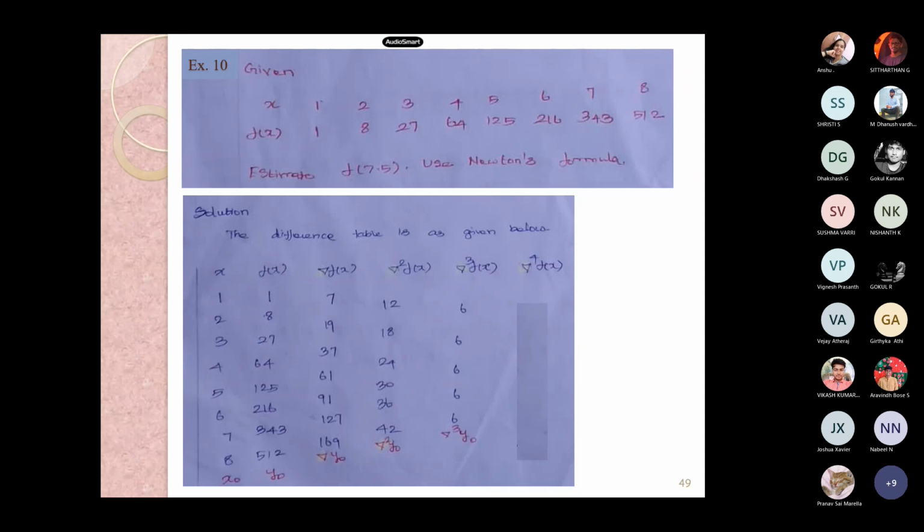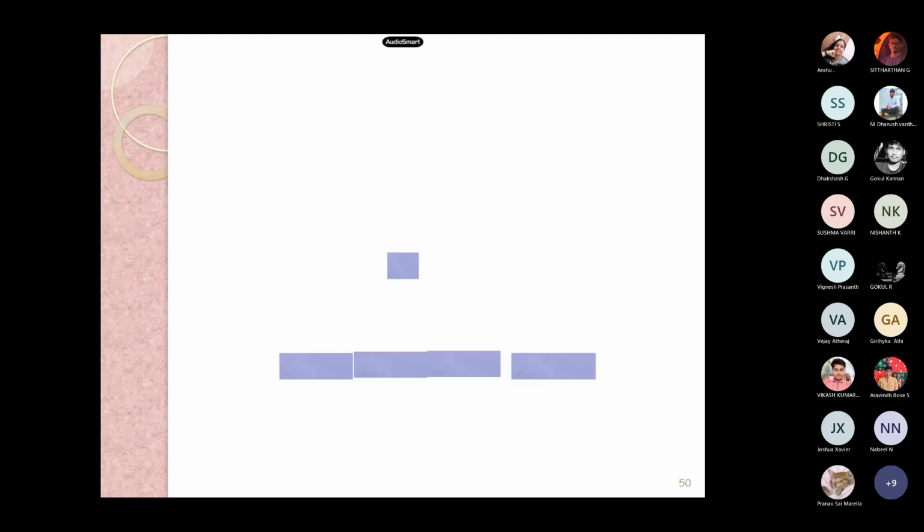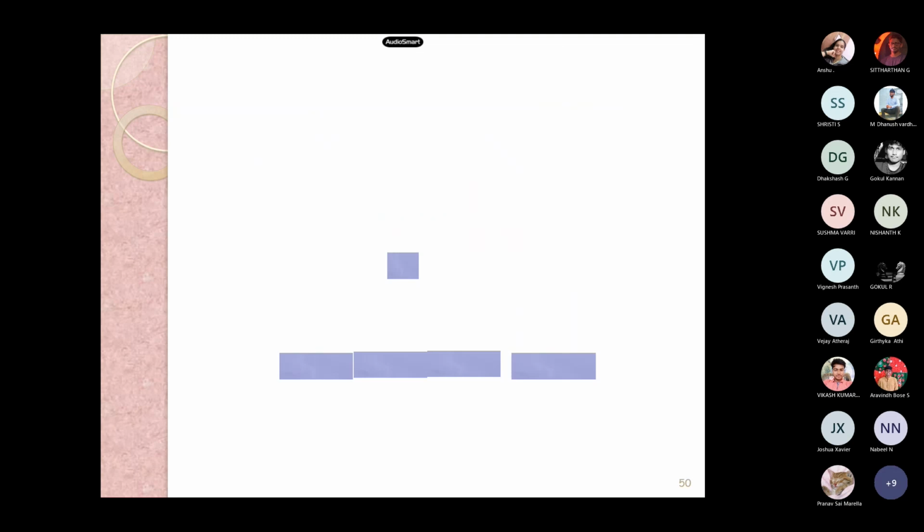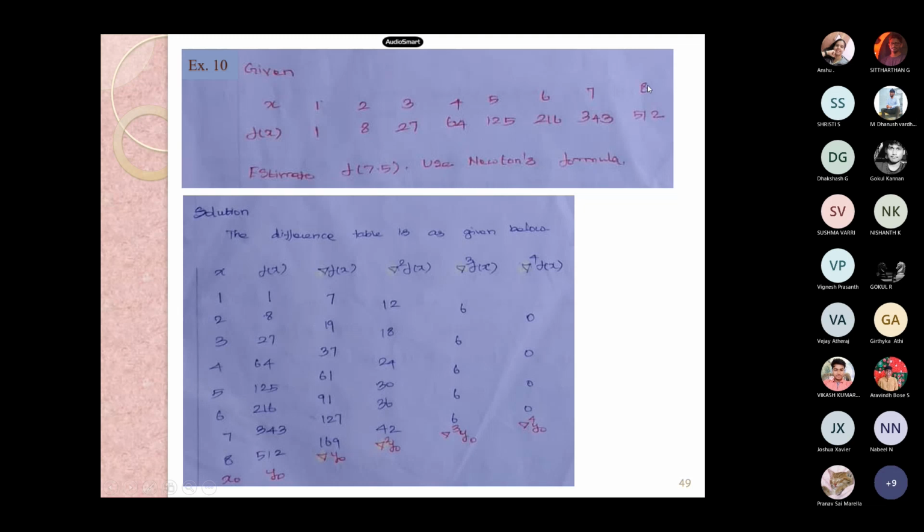And this was the third difference. Since the third difference is uniform, we are getting 0 in the fourth difference. So there won't be any need to proceed further. And see, this is the x naught and y naught. The x naught has to be taken as 8, and the y naught as well.